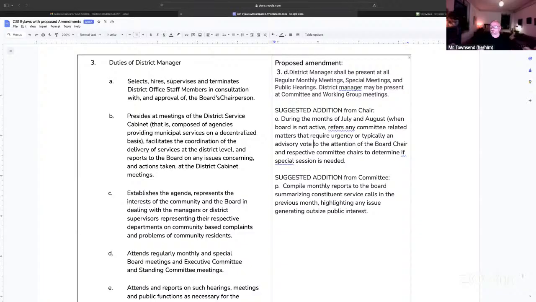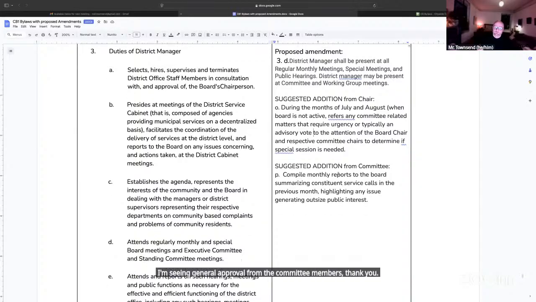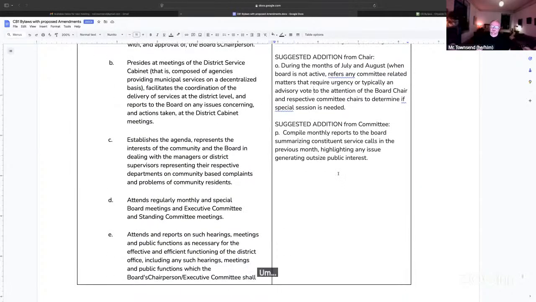Okay, I'm seeing general approval from the committee members. Thank you. Next up was a suggested addition from a committee.